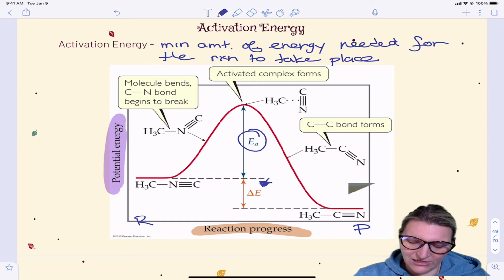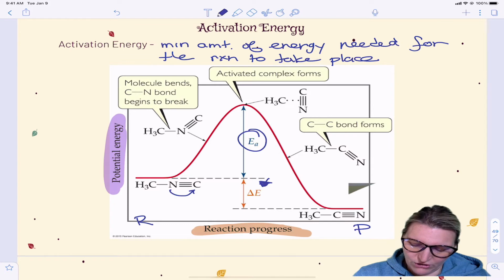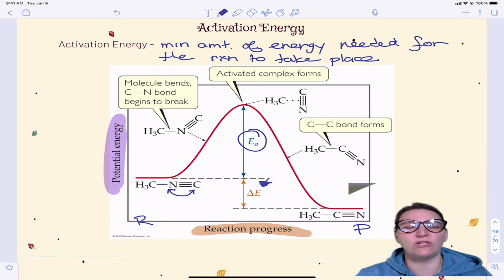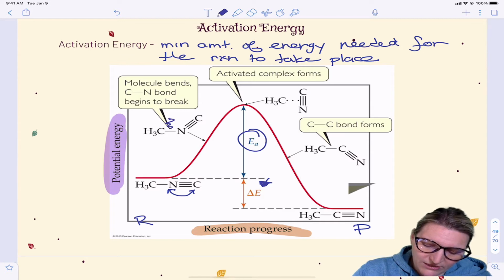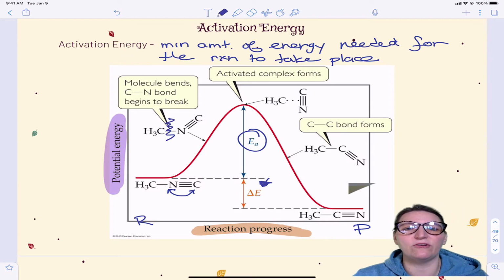You can see in this case, we're basically just switching around in this reaction, the nitrogen to the carbon. So the first thing that has to happen is this bond right here has to be broken. And that's what the activation energy does. It breaks the initial bond.